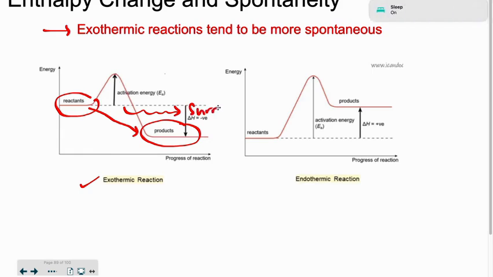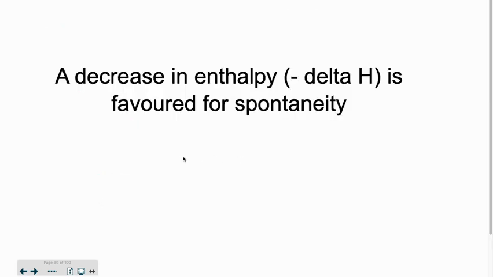We learned this when we were talking about energetics. The second thing that you should keep in mind is that the activation energy for this reaction is much lower than the activation energy for an endothermic reaction. Bottom line, exothermic reactions tend to be more spontaneous. So here's what we can conclude. A decrease in enthalpy, in other words, your negative delta H, is favored for spontaneity.